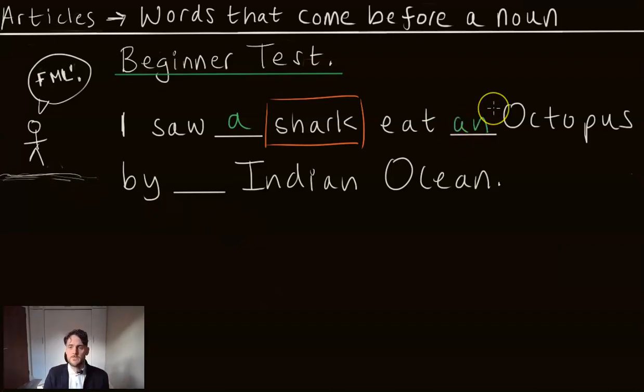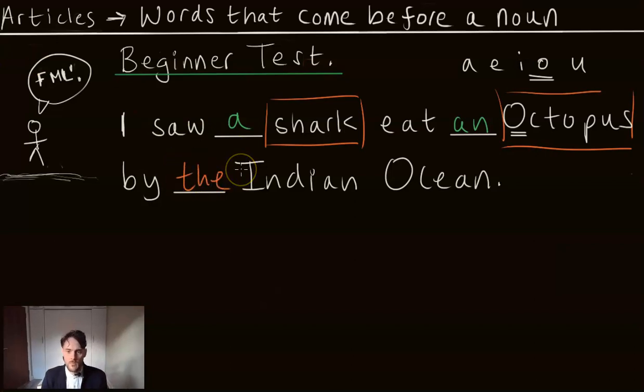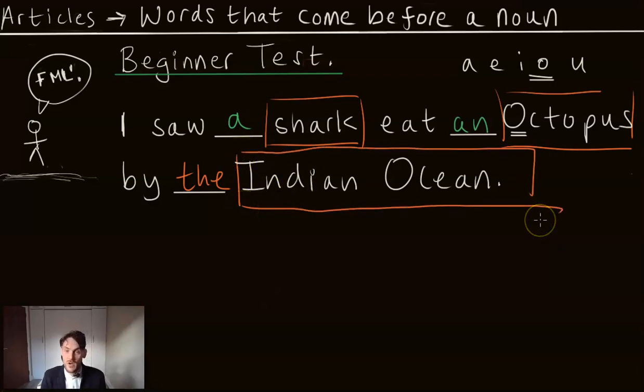an octopus. Why? Again, it's just any octopus. It's the first time we've mentioned the octopus. It's not the only octopus around. But why an? Because we have an o, a, e, o. It's a vowel sound. By where? The Indian Ocean. Why? Because there's only one Indian Ocean in the world. It's the only one around.